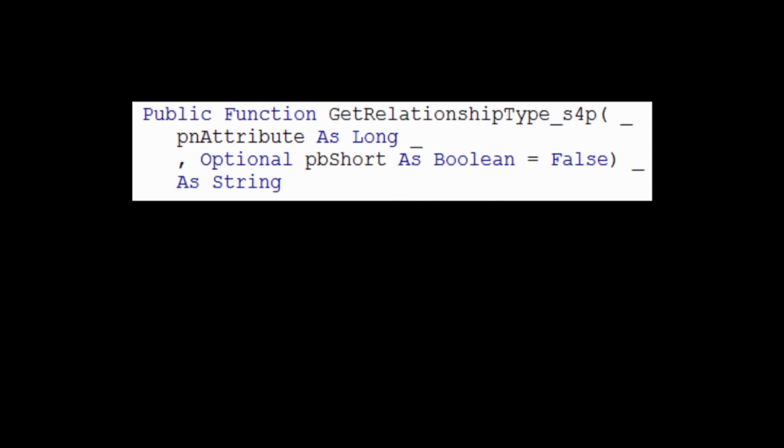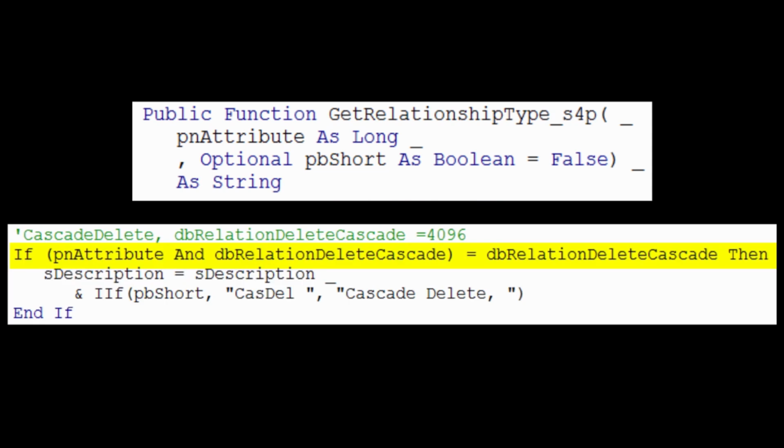Most of them will be powers of 2. That means they're a single bit, in the same way that a power of 10 is always a 1 with X number of zeros in decimal. So your PN attribute and dbRelationDeleteCascade equals dbRelationDeleteCascade, then you're better off looking at that in the binary than me trying to explain the whole concept of AND.